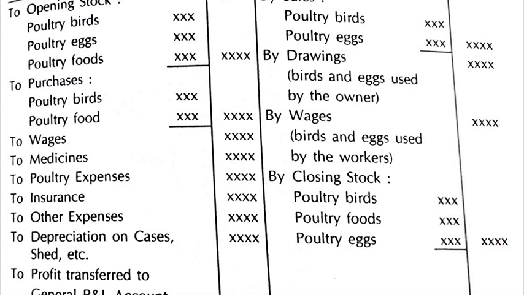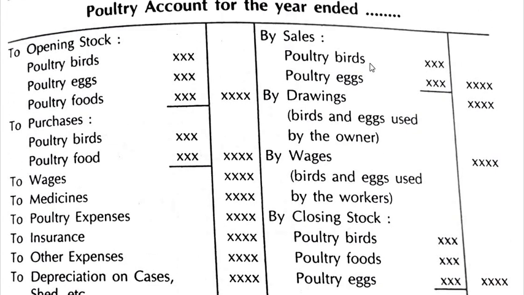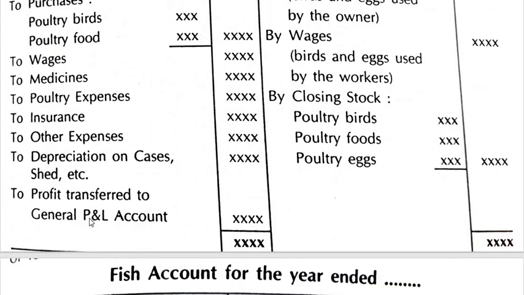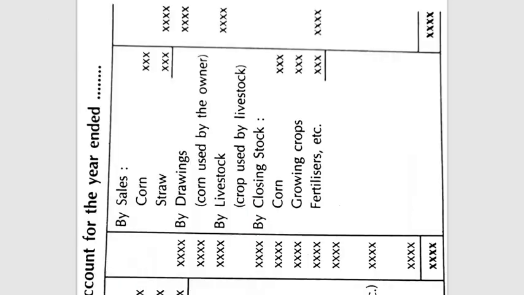Coming to the credit side: by sales of poultry birds and poultry eggs; by drawings, if there are any drawings, birds and eggs used by the owner; by wages, birds and eggs used by the workers. Next, by closing stock: poultry birds, poultry food, poultry eggs, and the total of this will give you either profit or loss in terms of poultry activities. So this is how you prepare a poultry account.